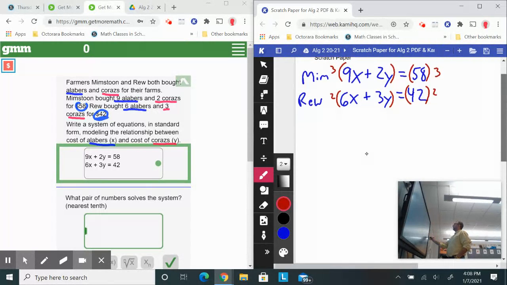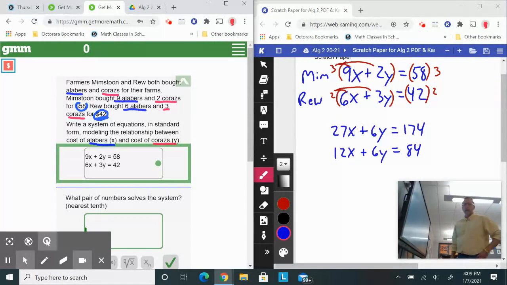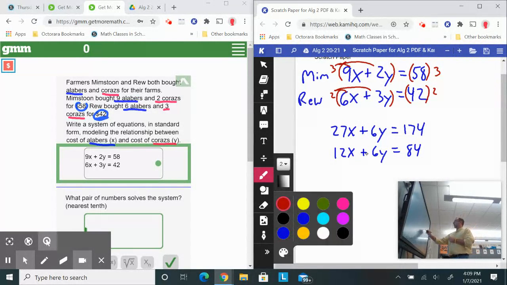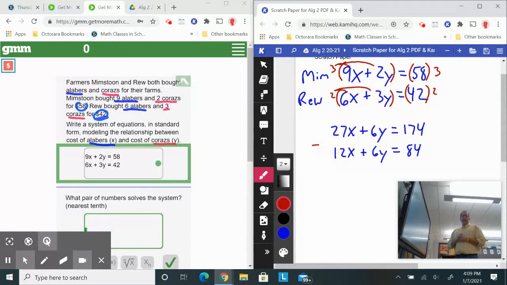And watch what happens. I'm going to pause the video and show you the new set of equations. All right, hopefully you can see that when I did the distributive property with the first equation and multiplied by 3 on both sides, I got 27x plus 6y equals 174. And when I multiply by 2 in the second equation, I got 12x plus 6y equals 84. And now I'm going to use subtraction. So I'm going to pause the video, eliminate the y's, and solve for x.